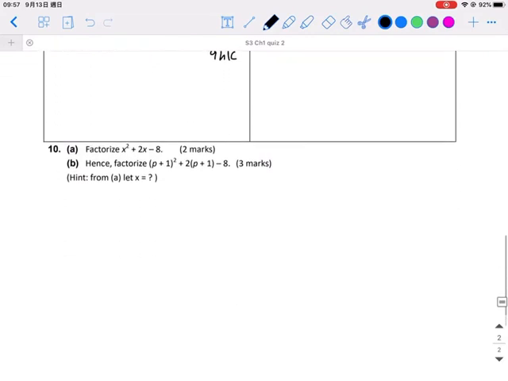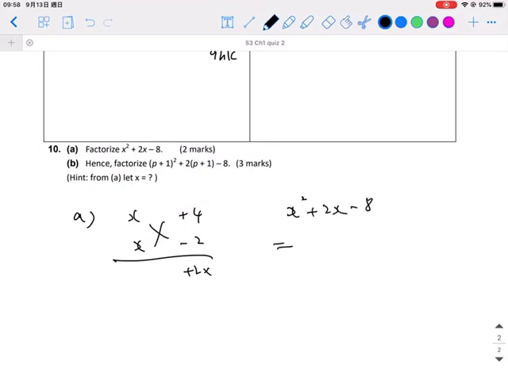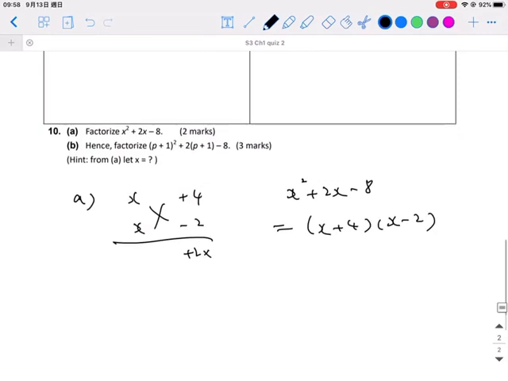For the last question, question number 10, factorize. The first one is easy. It should be x times x, and then positive 4 and negative 2, so that you can make the second term positive 2x. So the answer is x squared plus 2x minus 8, which is equal to x plus 4 and x minus 2. So we finish the first one and second one.